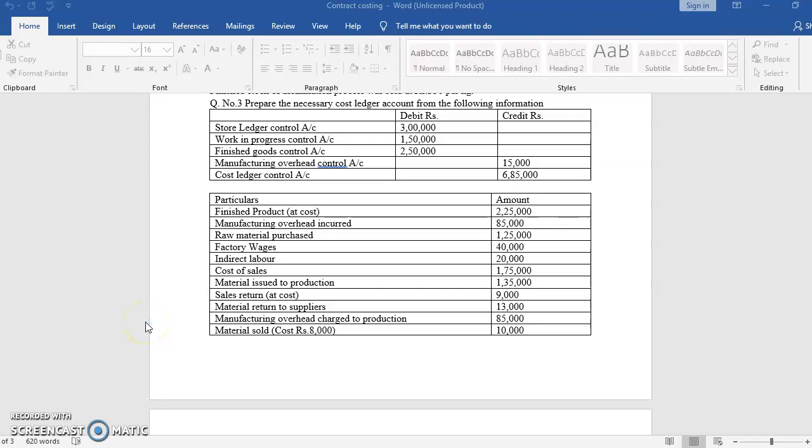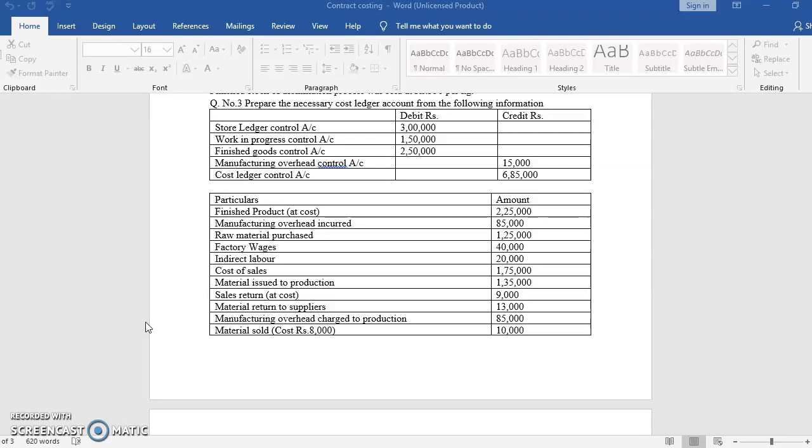Good afternoon, student. Today we are going to discuss this question which you can see on your screen on cost control account. In this question we have to prepare the various necessary ledger accounts from the given information. As we already saw during the lectures, we have to prepare the various ledgers under the cost control account.